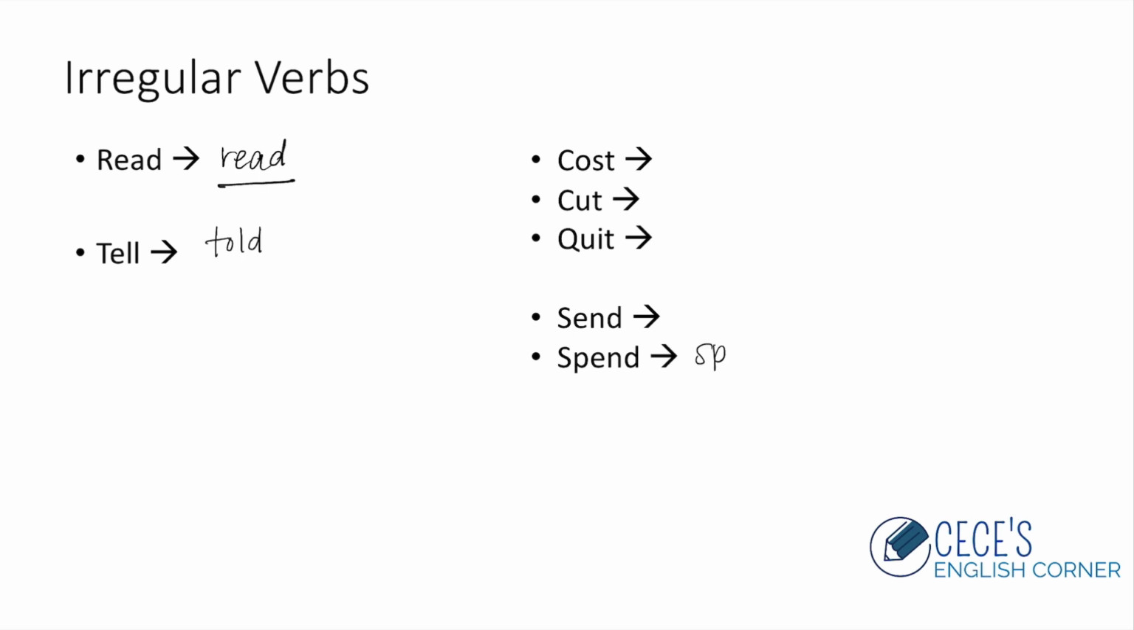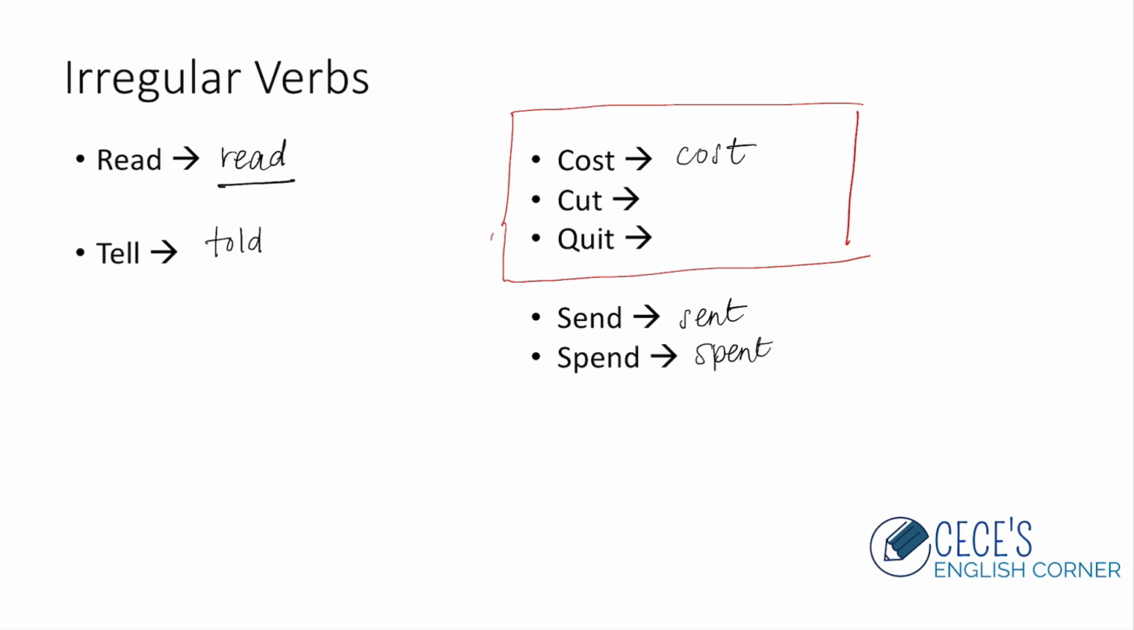Spend, spent. Send, sent. Now these verbs here are different because just like to read, the past tense is the same as the base verb. The past tense of cost is cost, as in, last year, our trip cost over $100. The past tense of cut is cut. I accidentally cut myself on the knife.